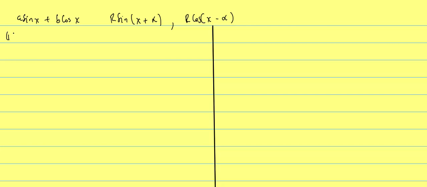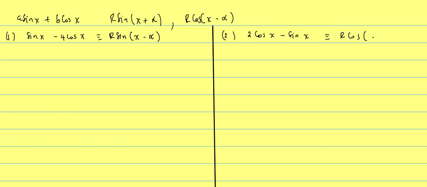Question 1 requires us to express sine x minus 4 cos x in the form r sine (x minus alpha). The second question is 2 cos x minus sine x, and that has to be written in the form r cos (x plus alpha). As always, I encourage you to pause the video and attempt the two questions on your own, and then play back the video when you have finished.